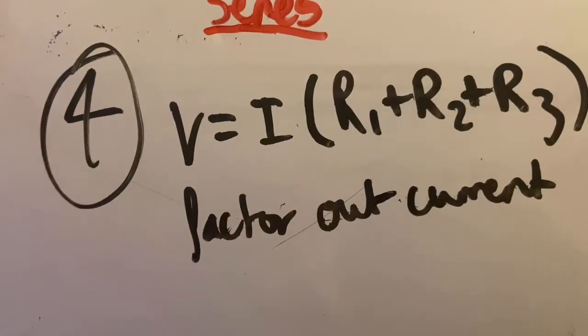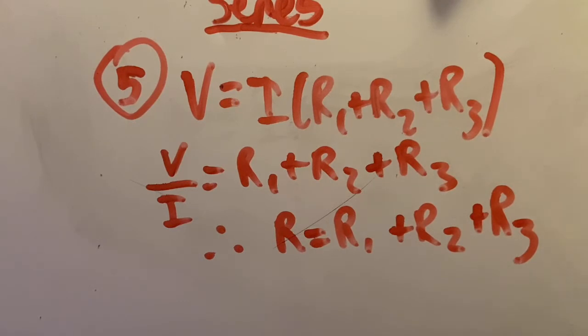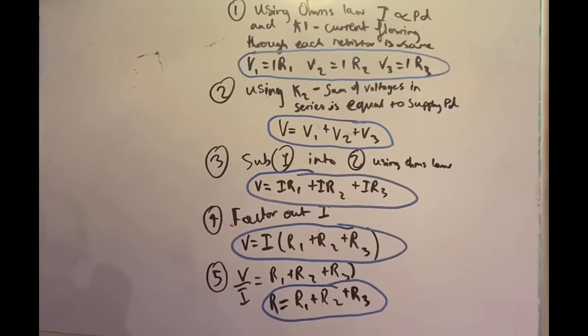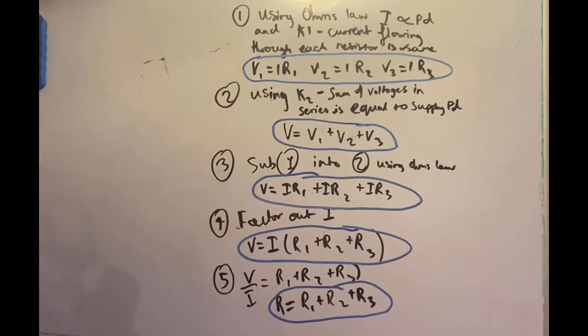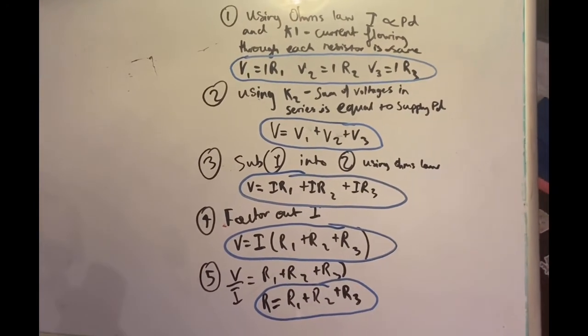The fourth step is factor out the current, so I, from the previous equation. And the final step is rearranging this equation, and you know R equals V over I, so you just write R instead of V over I in the final step. And so this is what the whole process will look like for series circuit.